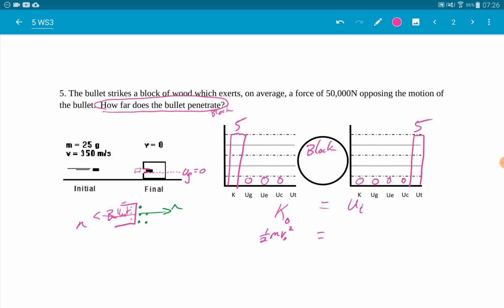And now I think about this more and I go, wait, hold on a second. I did block there. I meant to put bullet there. I don't know why I did that. Is that how you spell bullet? Yes. Yeah, we did the bullet before.